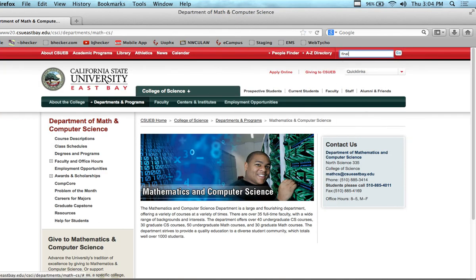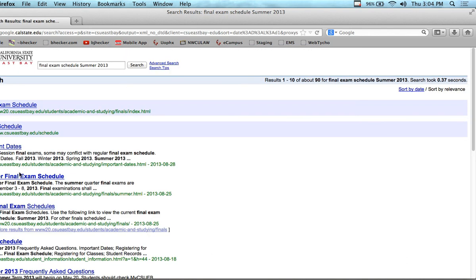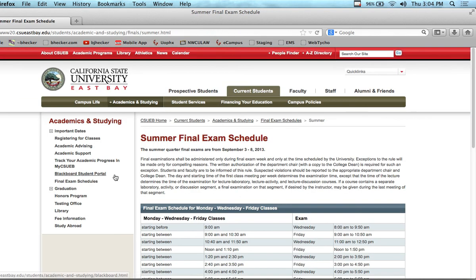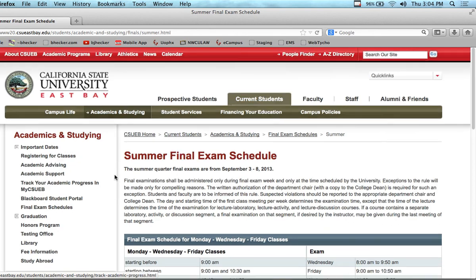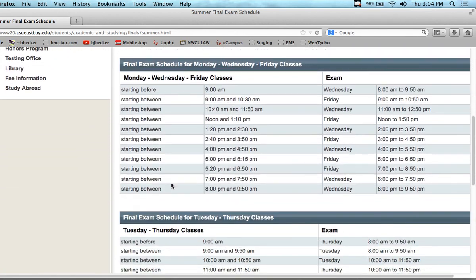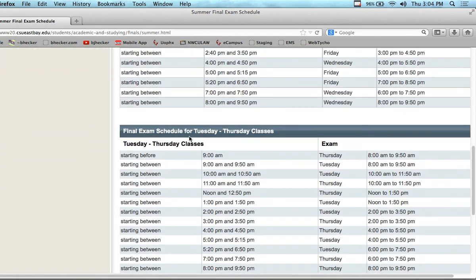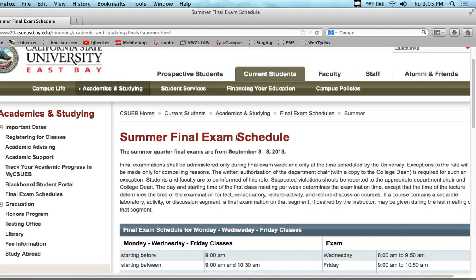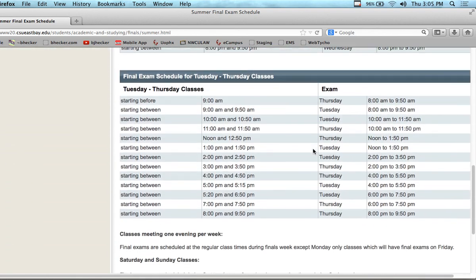This is the only way I know how to find it. Final exam schedule. This is so small. What are we looking at? Summer 2013. Here it is. Look at that. Final exam schedule. Let's make this a little bit bigger. Ooh, that's bigger. Let's see. Final exam schedule for Tuesdays and Thursdays classes for September 3rd through the 8th, 2013.